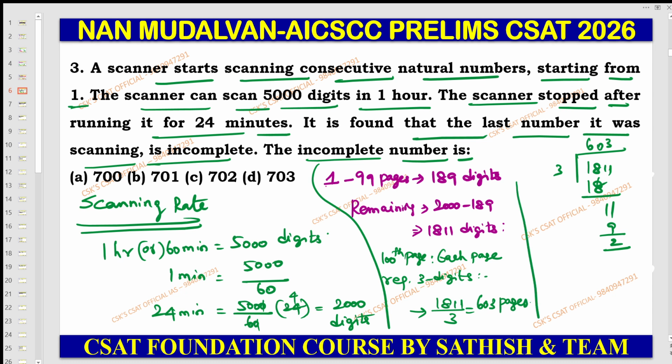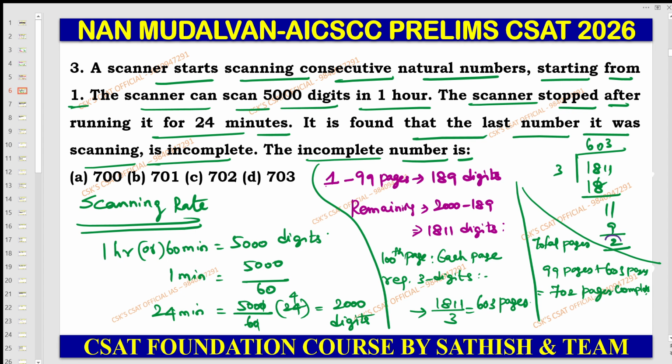So what is the total page number? Total pages: 99 pages already, plus here 603 pages. If you see this, it becomes 702 pages completed. See in the option, the questionnaire is incomplete. The option also contains 702. You have to be very careful.